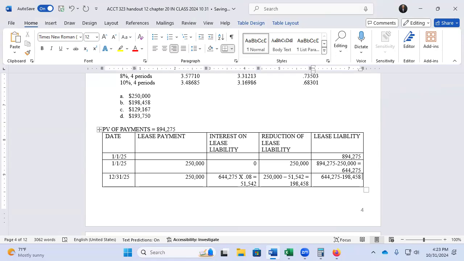So all the things that we learned how to do with the finance type lease apply, except here we don't have to worry about amortization of the next step.